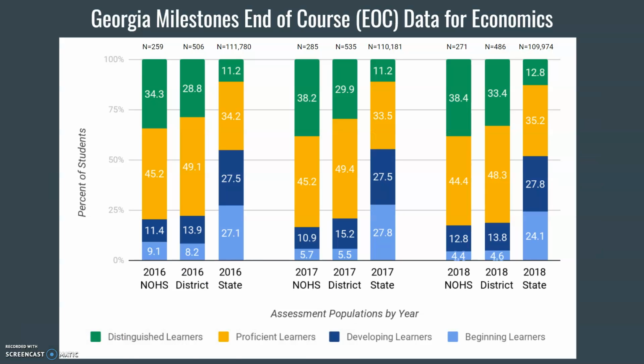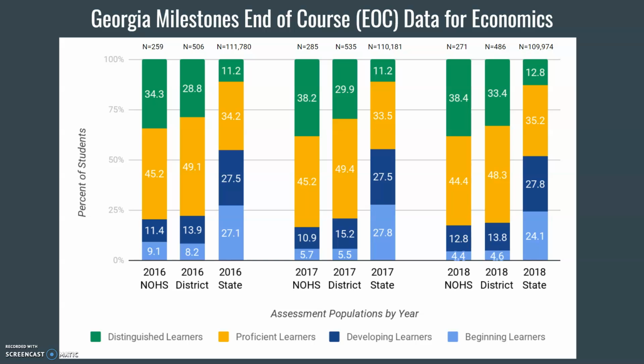I'd like to take this time now to narrow our focus into data that is a direct result of the instructional practices that have taken place within this economics instructional team. Here we're going to look at the Georgia Milestones end of course data for economics. This data is going to cover the last 3 years, and it is going to compare the scores of our 12th grade seniors to those in the district as well as the state of Georgia.